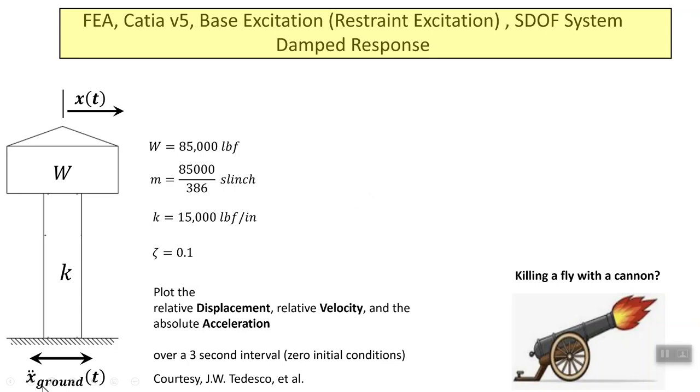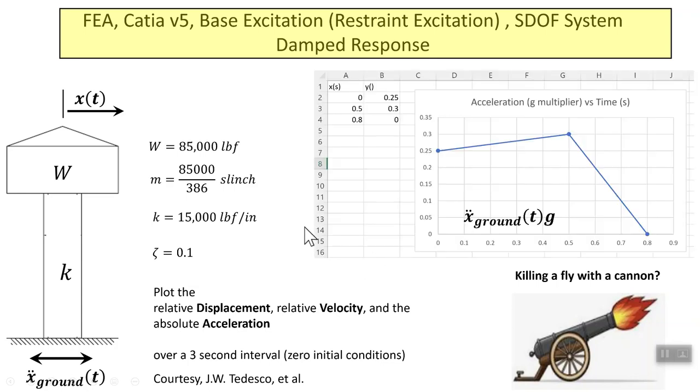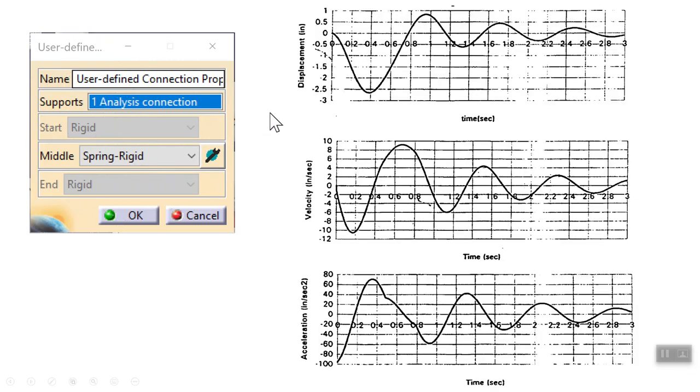And we are told that the ground acceleration is this particular modulation curve. Notice that the horizontal axis is time, and the vertical axis is dimensionless, multiplied by g, and g is 386 inch per second squared. So I'm going to be using pound, inch, etc. In that unit, the g constant is 386 inch per second squared. So we're going to be using the spring rigid connection, and these are graphs that are obtained from Tedesco's book.